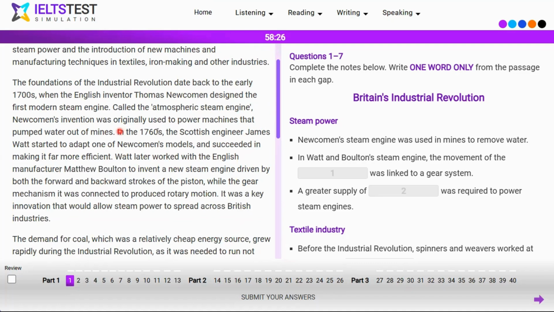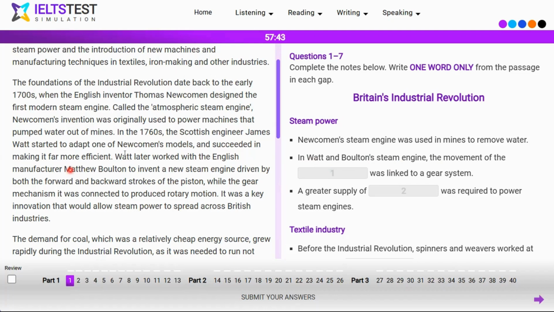James Watt in the 1760s. The Scottish engineer James Watt started to adapt one of Newcomen's models and succeeded in making it far more efficient. Watt later worked with the English manufacturer Matthew Boulton to invent a new steam engine driven by both the forward and backward strokes of the piston. Hold on, look at the passage and look at the question. In Watt and Boulton's steam engine, the movement of the dash was linked to a gear. So I have seen Watt, I have seen Boulton. I have not seen linked to gear system. So let me look at it closely again.